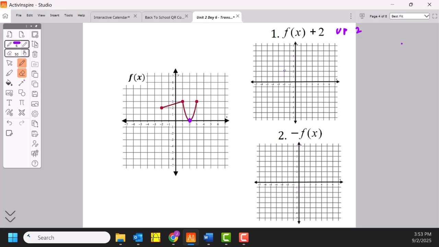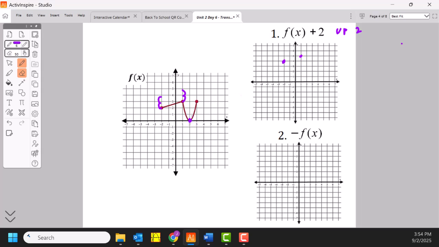So we have (-2, 2) as the initial point, and we're going to go up 2 for that. So up 1, 2 would put us at (-2, 4). Same with this one, up 1, 2. So we had (1, 3), up now to (1, 5).